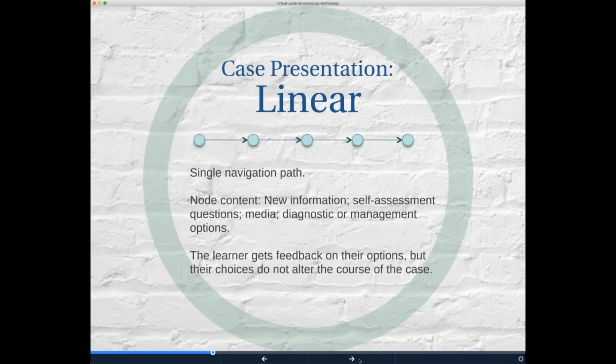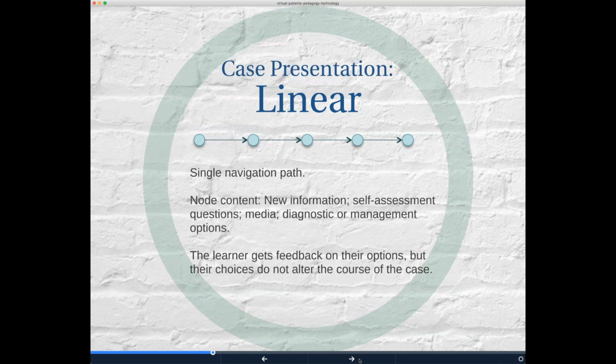So the first is what those authors called a case presentation. And this is essentially a linear virtual patient. The idea is the learner begins the case, there's a defined start point, a defined end point, and a number of steps in between, but there's only this single navigation path. So they move from one node to the next.